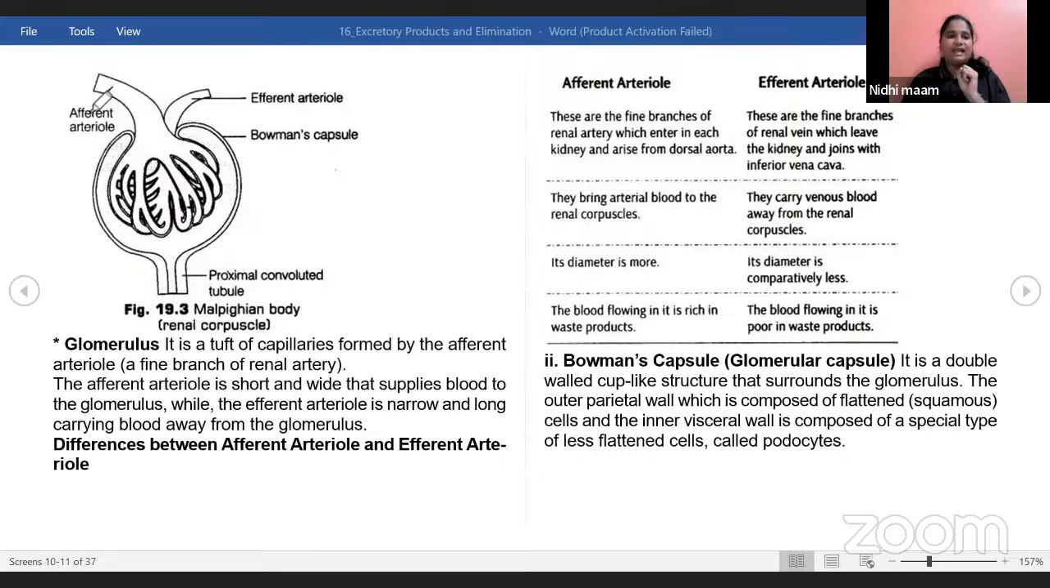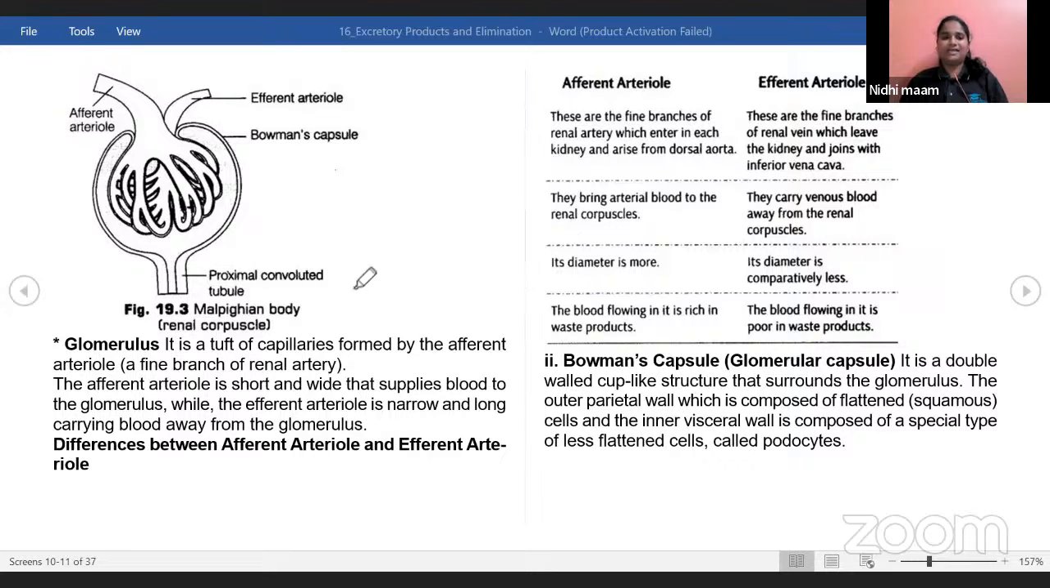ಓಕೆ. ಅಫರೆಂಟ್ ಅಟ್ರಿಯೋಲ್ ಅಂದ್ರೆ ಏನು? ಇಟ್ ಈಸ್ ಅ ಬ್ರಾಂಚ್ ಆಫ್ ಅ ರೀನಲ್ ಆರ್ಟರಿ. ದ ಅಫರೆಂಟ್ ಅಟ್ರಿಯೋಲ್ ಏನಿರುತ್ತೆ, ಇಟ್ ಈಸ್ ಶಾರ್ಟ್ ಅಂಡ್ ದಟ್ ಸಪ್ಲೈಸ್ ಬ್ಲಡ್. ಇದೇನ್ ಮಾಡುತ್ತೆ? ಒಳಗಡೆ ಬ್ಲಡ್ ಅನ್ನ ಕಳಿಸುತ್ತೆ ಗ್ಲೋಮೆರುಲಸ್ ಒಳಗಡೆ. ಓಕೆನಾ. ಅಂಡ್ ವೈಲ್ ದ ಎಫರೆಂಟ್ ಆರ್ಟ್ರಿಯೋಲ್ ಏನಿರುತ್ತೆ, ಚಿಕ್ಕದಾಗಿರುತ್ತೆ ಅಂಡ್ ಲಾಂಗ್, ಕ್ಯಾರಿಂಗ್ ಬ್ಲಡ್ ಅವೇ. ಇದು ಬ್ಲಡ್ ಅನ್ನ ಗ್ಲೋಮೆರುಲಸ್ ಹೊರಗಡೆ ಕಳಿಸುತ್ತೆ. ಅಫರೆಂಟ್ ಇನ್, ಇಫರೆಂಟ್ ಔಟ್. Okay, so here you can see the differences which is important for the board.